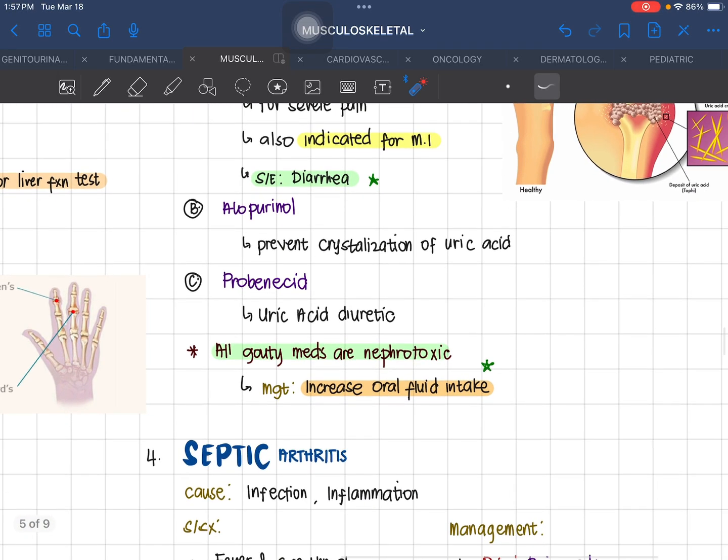So, laging tatandaan na all gouty meds are nephrotoxic. So, toxic siya sa kidney. So, anong gagawin? Increase ang oral fluid intake.